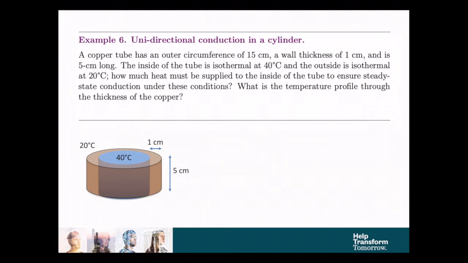This is example 6, unidirectional conduction in a cylinder. We have here a stubby cylinder that's 5 centimeters tall with a thickness of 1 centimeter in the radial direction. And the internal temperature is isothermal at 40 degrees C, and the external temperature is isothermal at 20 degrees C.